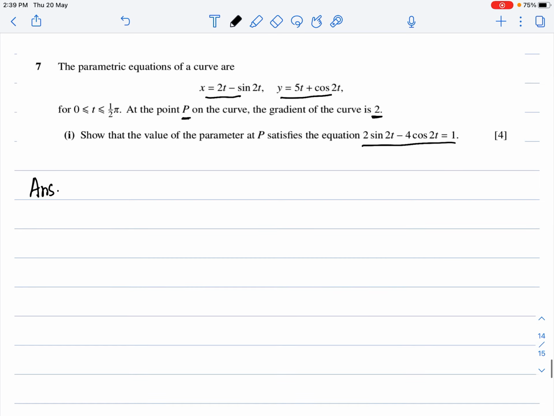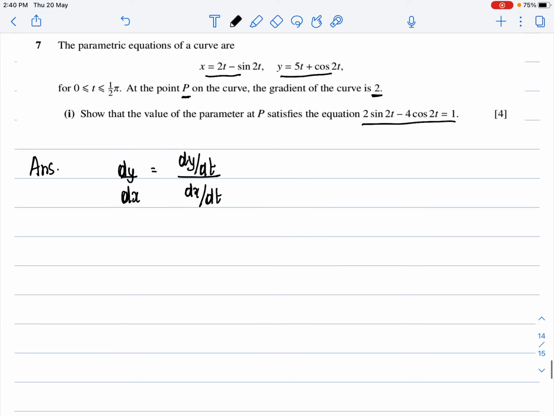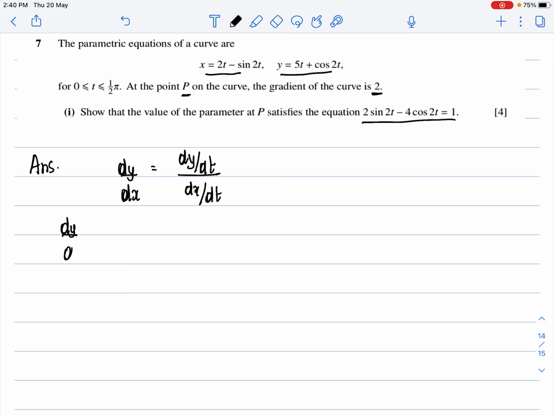For that, I need to know a very important thing. I need to know dy by dx can be written basically as dy by dt over dx by dt. Agreed? Because dt cancels, so I get dy by dx again. So what I can do is calculate dy by dt first, because I have y in terms of t and x also in terms of t.